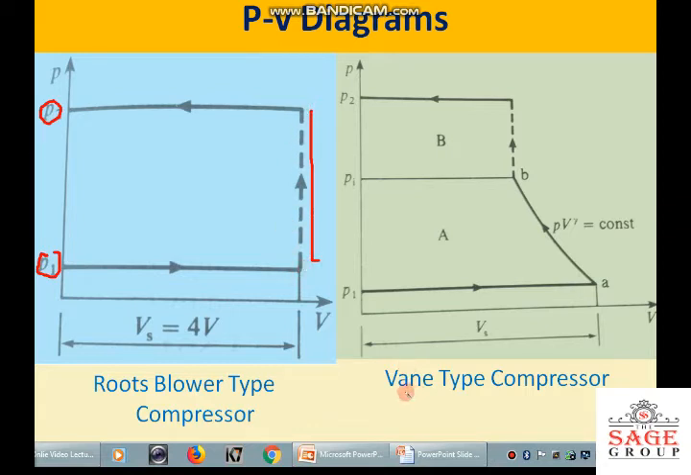But in the case of the vane type of compressor, there is a difference. First, the compression takes place as per the law PV^γ equals constant, which is isentropic. Then there is the irreversible mixing of the air from the receiver, and the compression will be constant volume compression, similar to the roots blower type of compression.